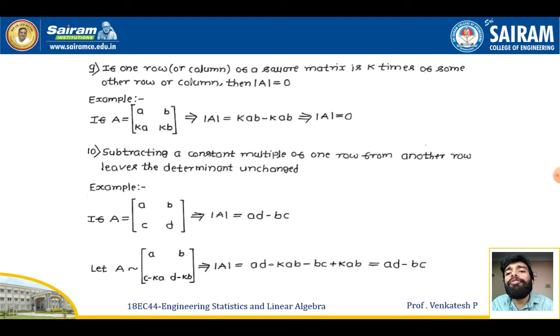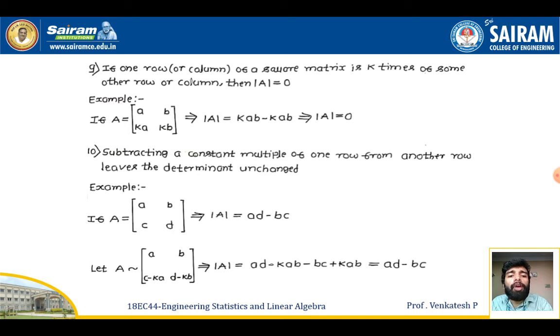Property number 9: if one row or one column of a square matrix is k times some other row or column, then the determinant of A will be 0. For example, the matrix A has first row a, b, and row 2 is some constant multiple of the first row. If I expand this matrix for the determinant, the answer will be 0.